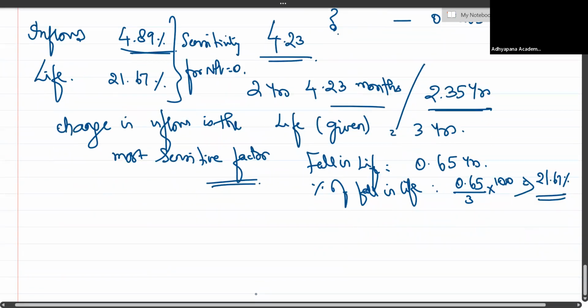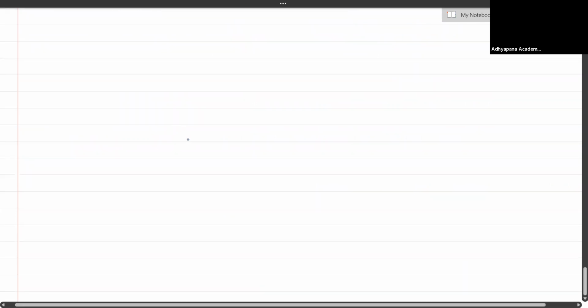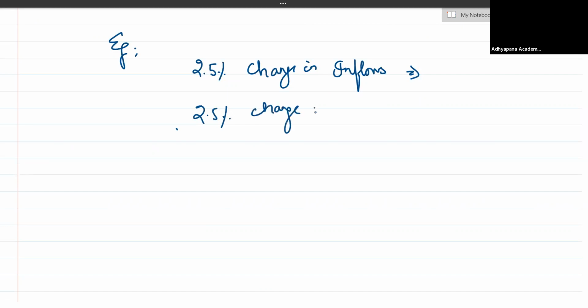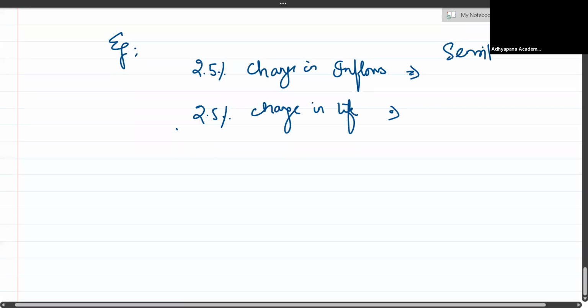There is one more way of measuring sensitivity, where, let me give you a random example instead of solving a particular sum. For 2.5% change in inflows, and for the same 2.5% change in life, suppose they say the sensitivity is, I will find the revised NPV. After finding revised NPV, I will find the percentage of fall, like I did for NPV equal to 0. For 2.5% change in inflows, say, suppose the NPV is going to reduce by 15%. This is fall in NPV. And say, for 2.5% change in life, the fall in NPV is 25%.